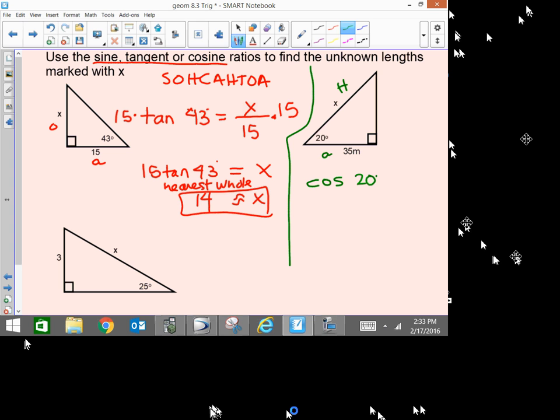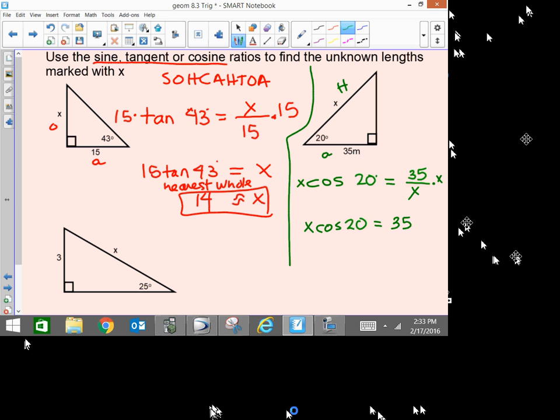20 equals 35 over x. Very good, okay. x is at the bottom, we don't like x on the bottom, do we? So the first thing we should probably do is multiply by x. Okay, use your good algebra skills here. All right, now how do we get x by itself?